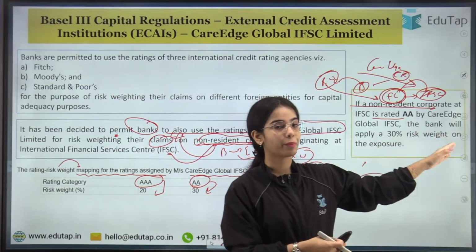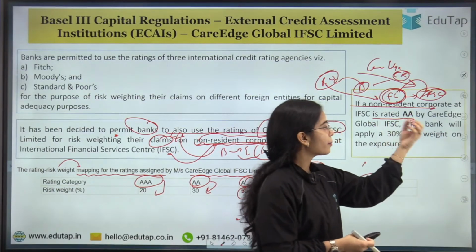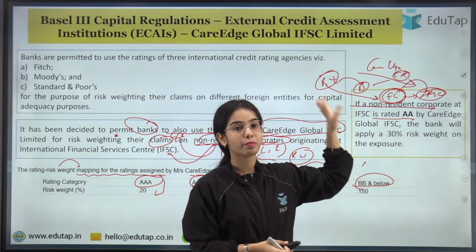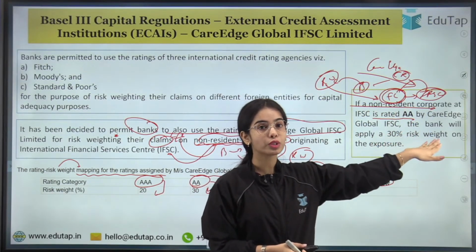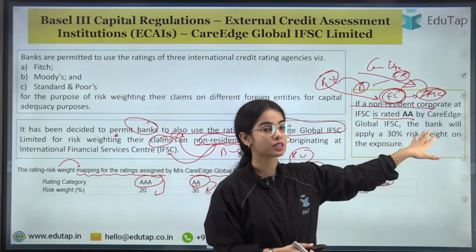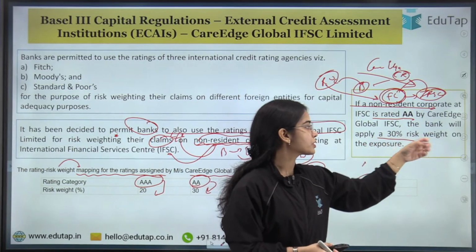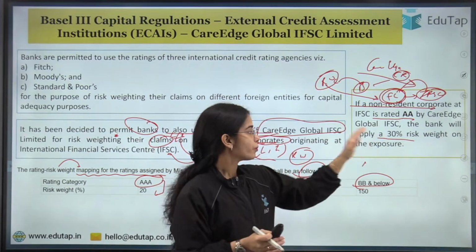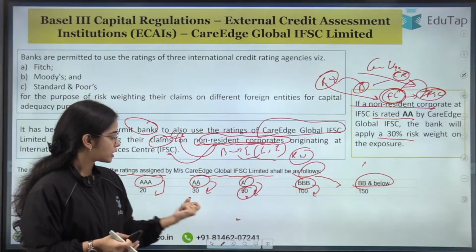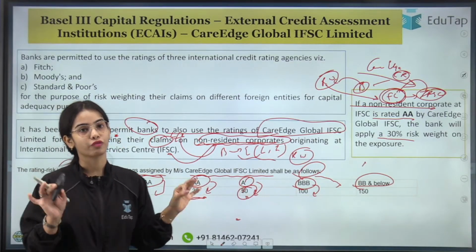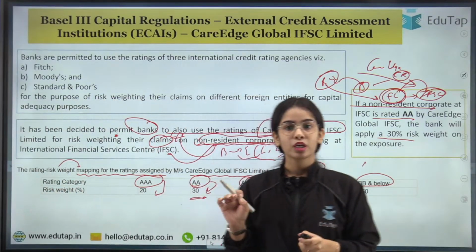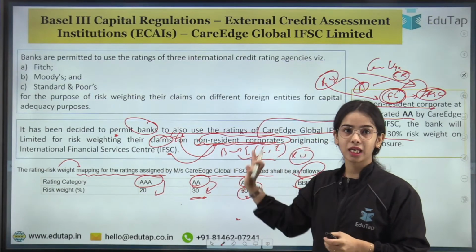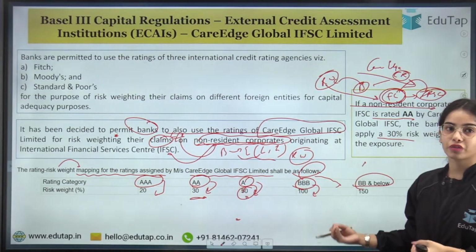So if a non-resident corporate at the IFSC is rated AA by the CareEdge Global IFSC and the bank has exposure to this company, if the bank has given a loan or made an investment in this company, the bank will apply a 30% risk weight on the exposure, on the loan, on the investment and such. So according to the AA rating, the risk weight will be 30% on the exposure of the bank. This is the idea. Okay, now this is the complete idea about the notification of the Reserve Bank of India.